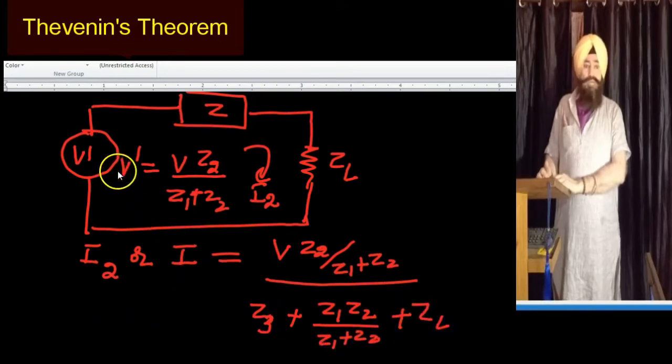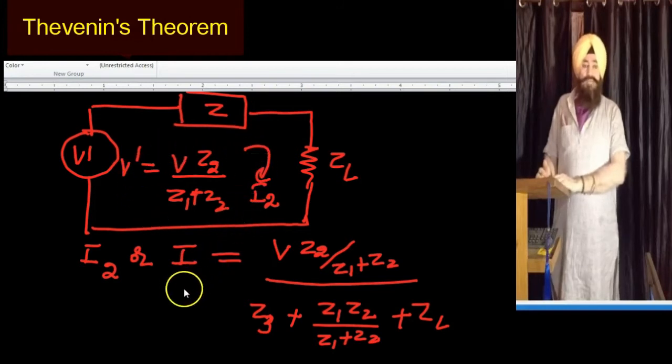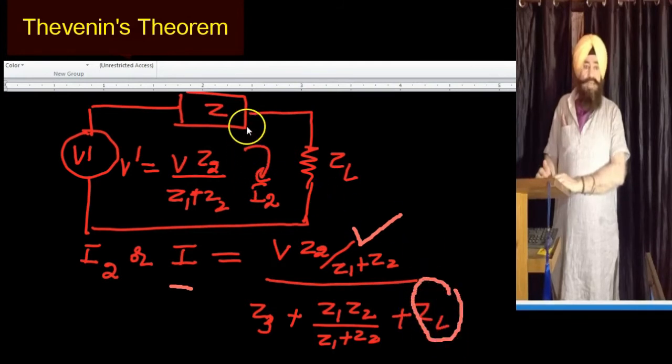Now one thing is very interesting. If you independently write down I, how do you write? I is equal to whatever this voltage source, which is V dash, and V dash is V Z2 upon Z1 plus Z2, this one, divided by the total impedance of the circuit, which is Z plus ZL. ZL is here, and Z, what is Z? Just calculated above, which is Z3 plus Z1 Z2 upon Z1 plus Z2.